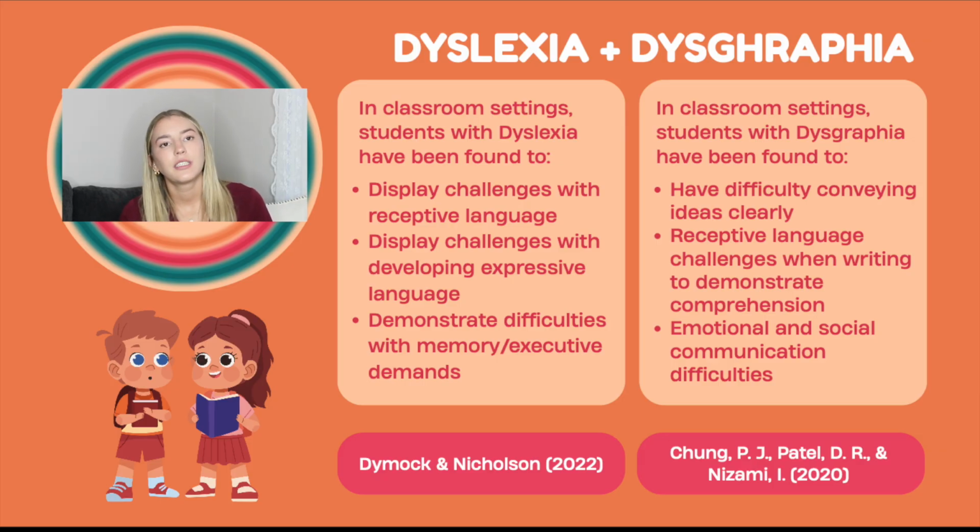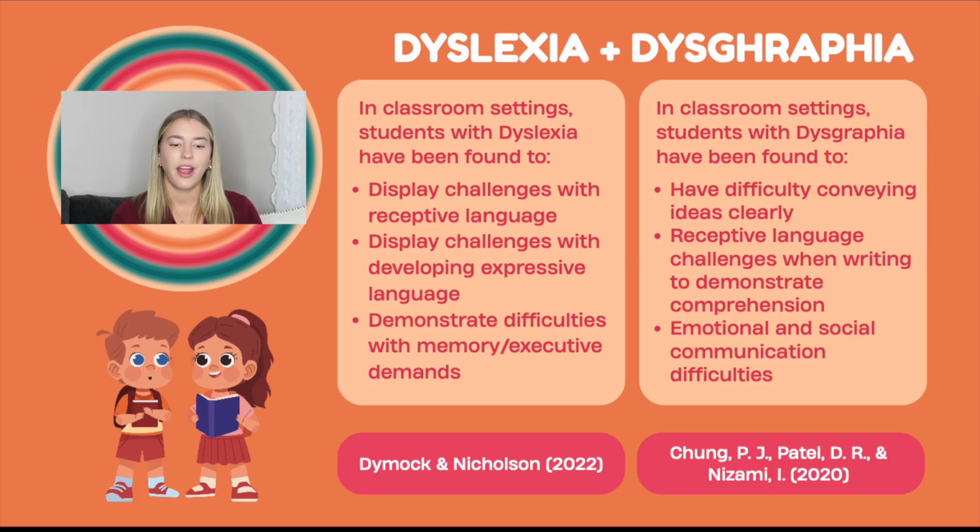This is difficulty using language in a flexible way during conversations, understanding metaphors or idioms, and picking up on social cues. They may also demonstrate difficulties with memory and executive functions, challenges with working memory, narrative organization, and staying on topic during storytelling. Children with dysgraphia often struggle not only with handwriting mechanics, but also with organizing thoughts and expressing themselves. This can impact difficulty conveying ideas clearly.